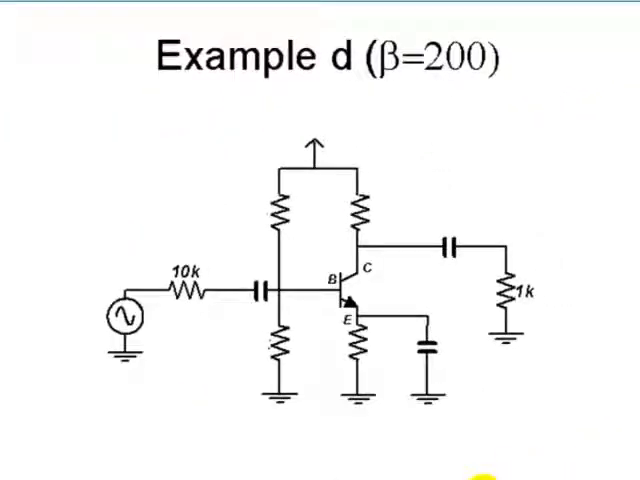Let's work now on example D on a transistor with a beta of 200. But before doing that, let's review some things. Previously, in the past two examples, the transistor was either cut off or was saturated. That means that the bias circuit was not doing its job properly, which is to ensure the transistor is in its linear mode of operation, that the BE junction is on and the BC junction is off.